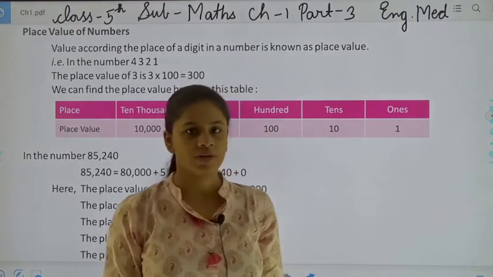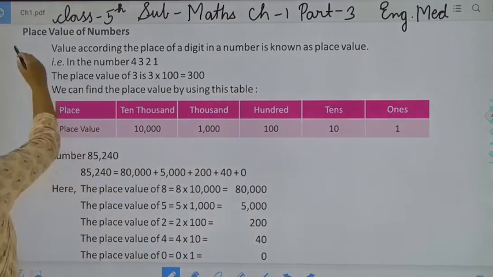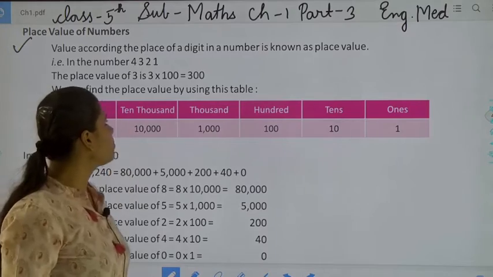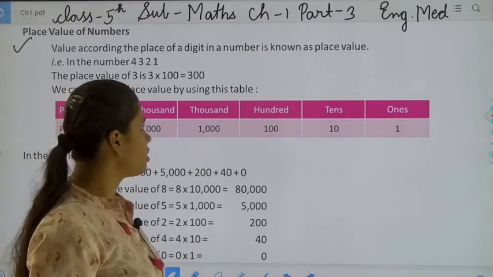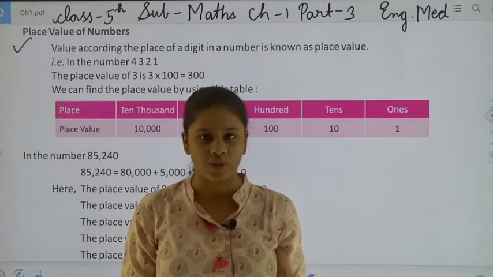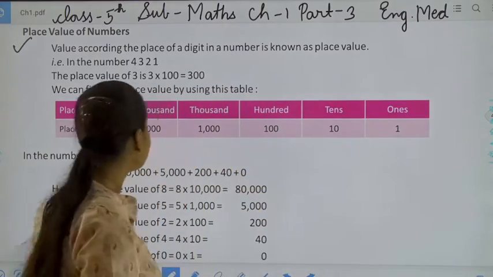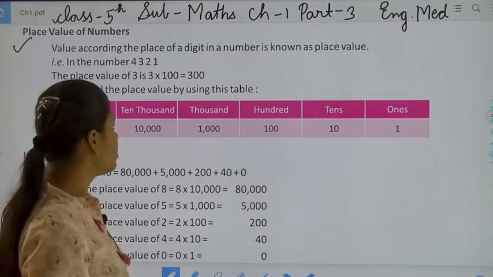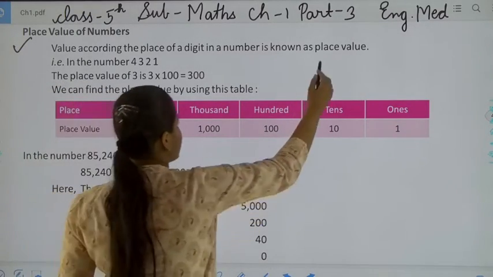Now today we will start the next topic, that is place value of a number. Value according to the place of a digit in a number is known as place value. हम कोई भी digits की अगर place value बताते हैं, that is known as place value.